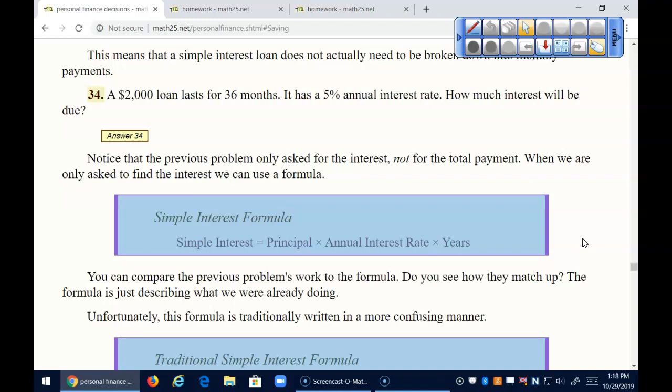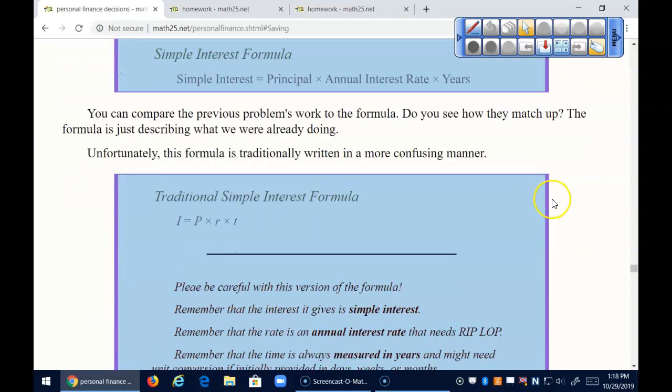Traditionally, this is written in a slightly more confusing way with just letters. I equals P times R times T. And that's great. If you've memorized this, keep doing what you know. But just pay attention that the I is simple interest. When we learn about other kinds of interest on Thursday, then they will have an I also.